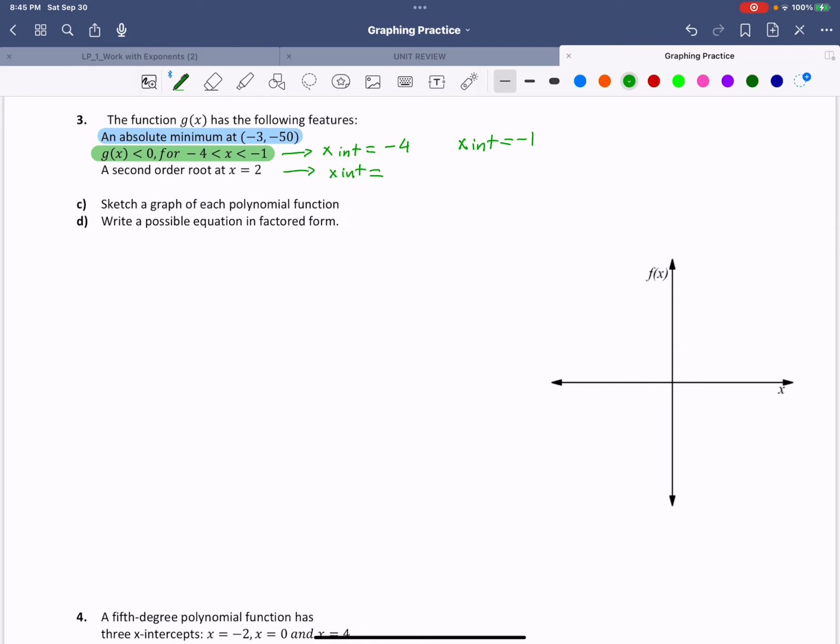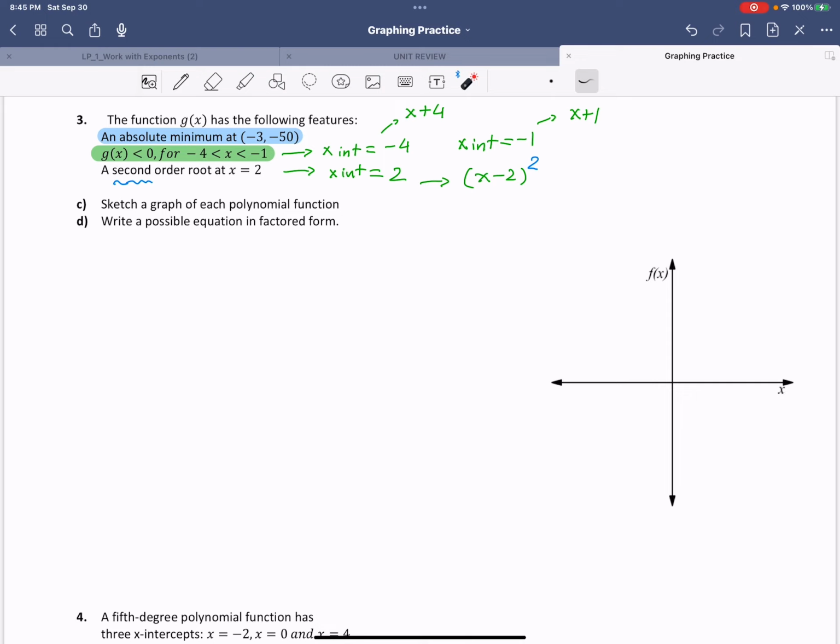We're also given that the x-intercept at 2 will be a second order x-intercept. So what does that mean again? It means that the factors for first order here would be (x + 4) and (x + 1). And for second order, we'll have the factor of (x - 2) raised to the power of 2. So we have to sketch the graph of the polynomial function and then write a possible equation. So we're doing them simultaneously in a way.